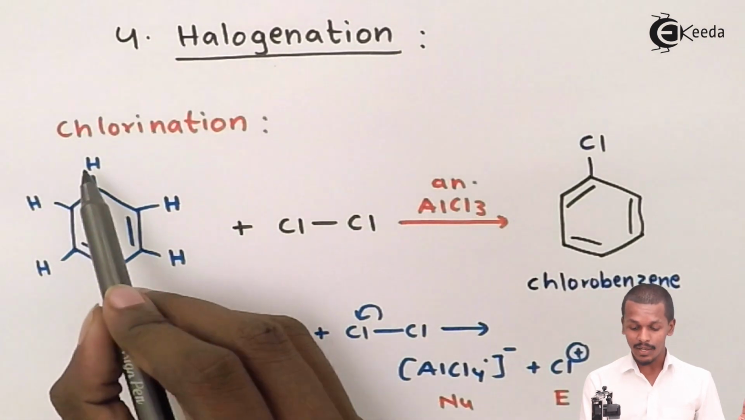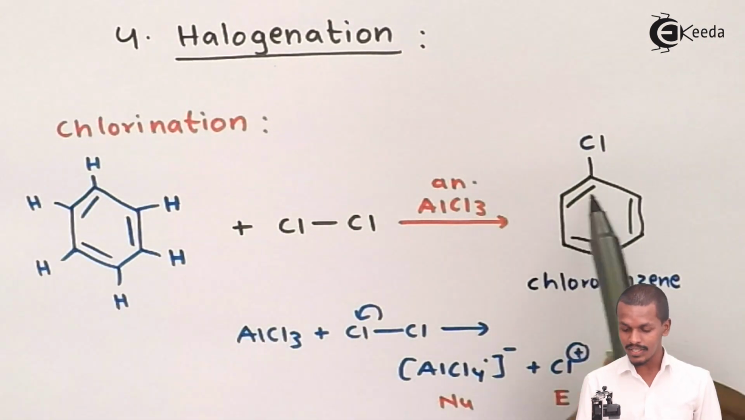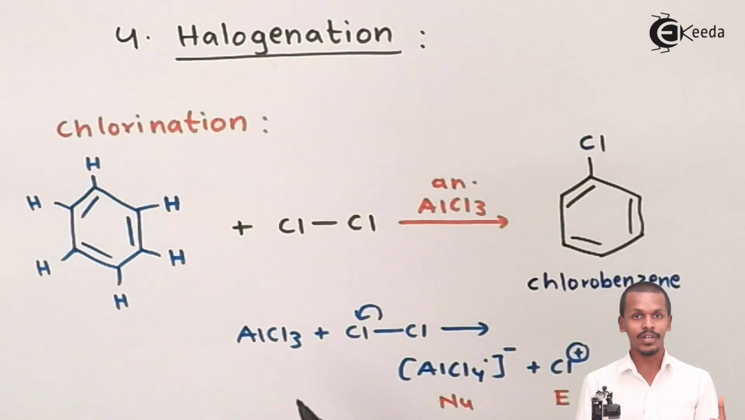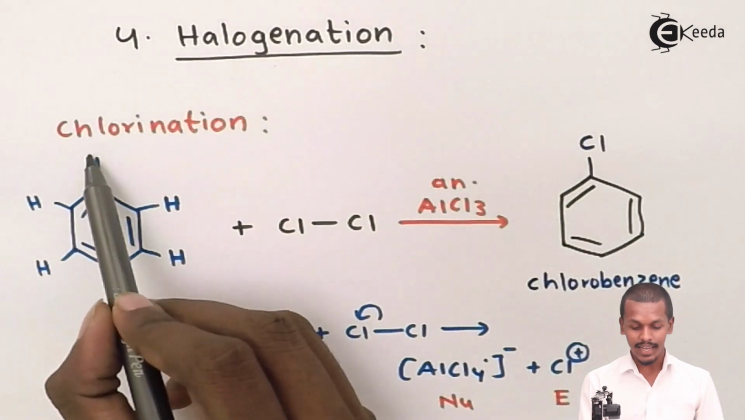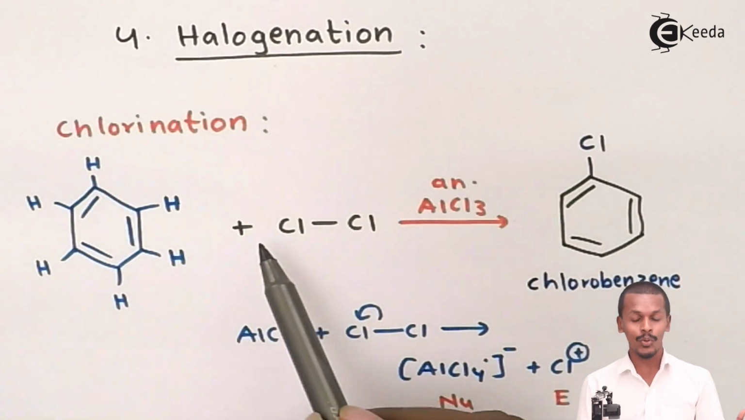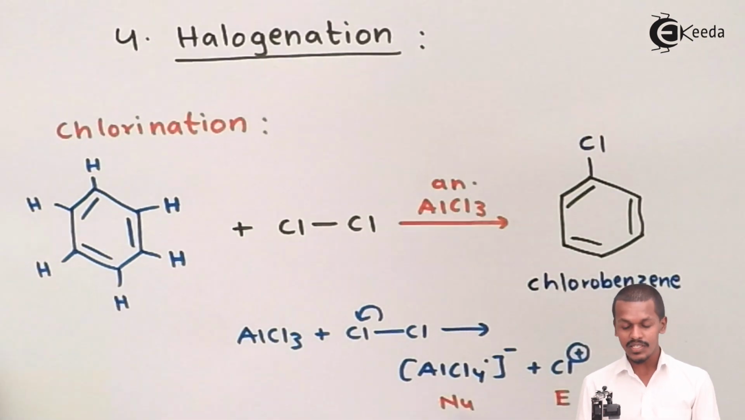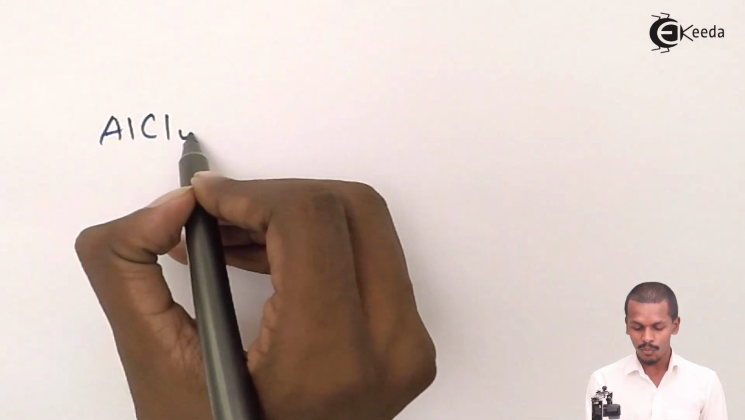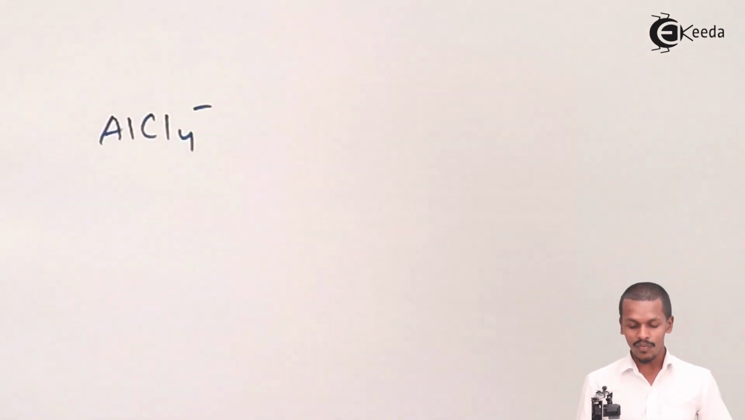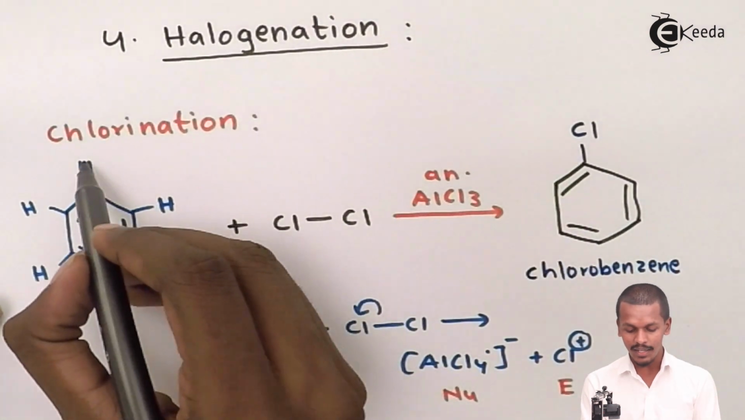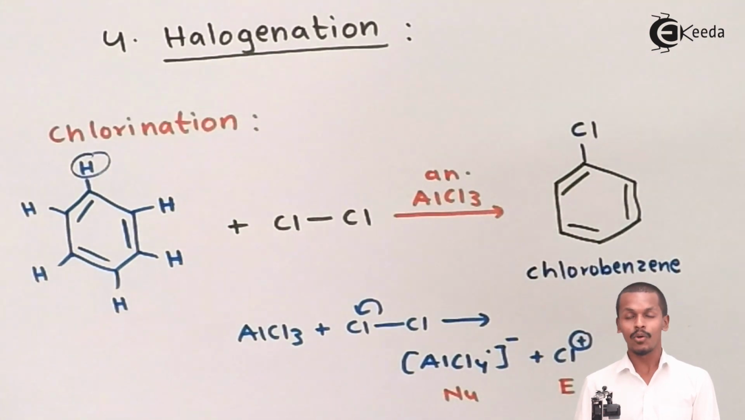While the hydrogen atom that was being replaced here, and there are actually hydrogen atoms also here, but I have not represented them, this hydrogen would be replaced by the chlorine atom, and that would be taken away by the nucleophile. And this nucleophile is nothing but AlCl4 minus.